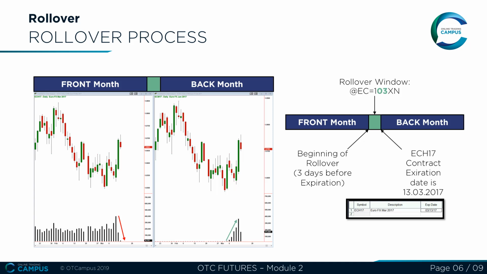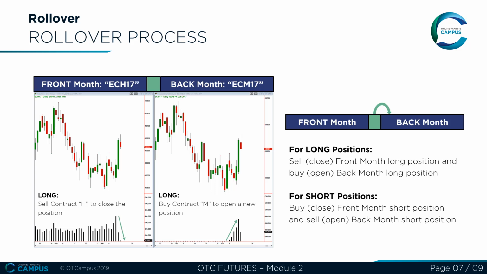At EC equals 103xN, the 03 tells you when rollover starts and when the volume shifts from the front month to the back month. So if you want to stay in the trade, you have to roll over to the back month ECM17, which is the June contract, and you also can see how in this 3 days window the volume on the back month is picking up. Now on the 13th of March, the Euro March contract expires and becomes untradeable, and the back month ECM17 becomes officially the new front month.